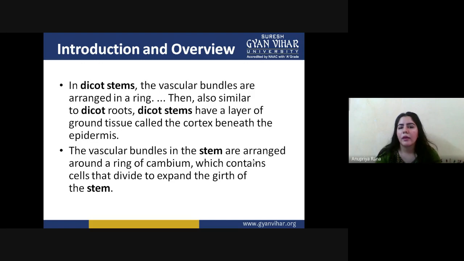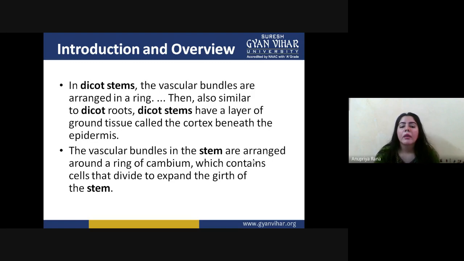So we all know there are three fundamental parts of every anatomical structure. The first and very outermost is the epidermis. Then after the epidermis, we have the cortex region, and the cortex is followed by the vascular bundle. Here the ground tissue is called the cortex, and that is present just beneath the epidermis. So in the case of the dicot stem, the cortex will be known as the ground tissue.